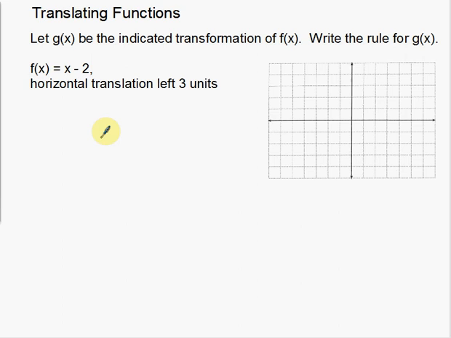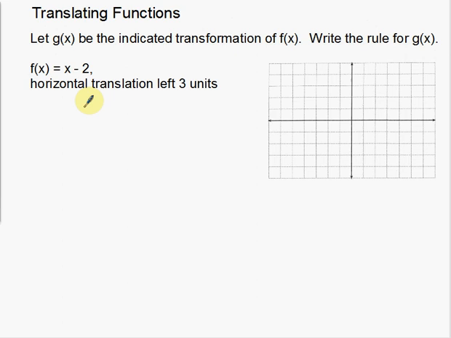So again, here are the directions. Let g of x be the indicated transformation of f of x. Write the rule for g of x. When the directions say write the rule for g of x, it's basically saying write the equation for it. Write the function itself. So I'm going to take f of x and transform it, and then the new one is going to be g of x. Sometimes these directions can be a little confusing.